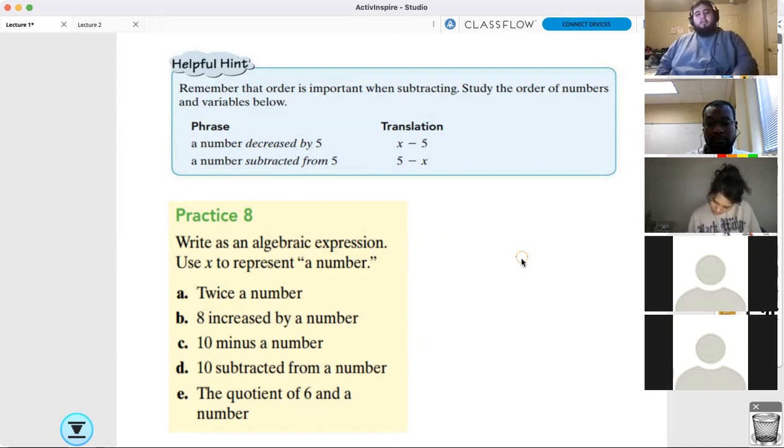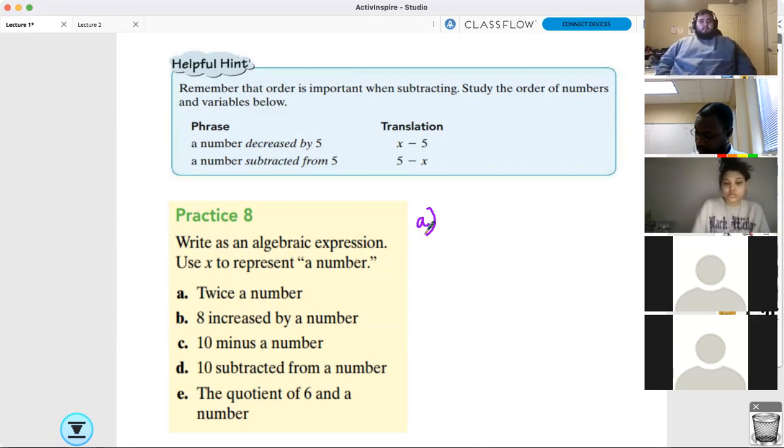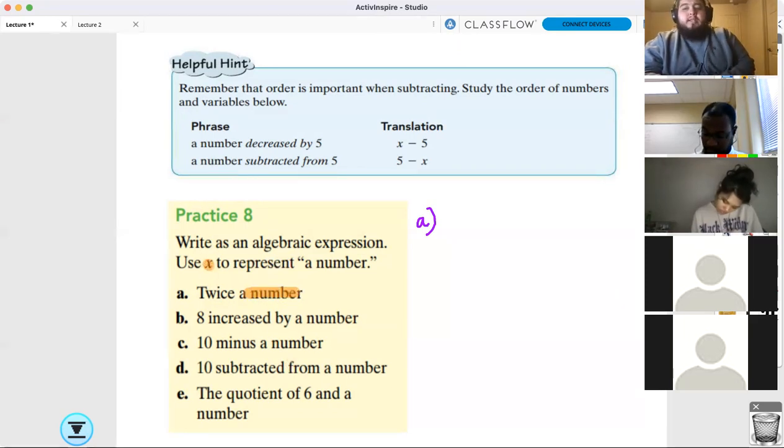All right. So let's look at A, twice a number, guys. Anyone want to volunteer and say what they got for A? Twice a number. What operation is it and by what number? Remember, this is practice, so it's okay if you're wrong. It's about just trying. Someone said it is a multiply word. Twice is a multiply, right? And look at the keyword here. It's a number. We know x is that.